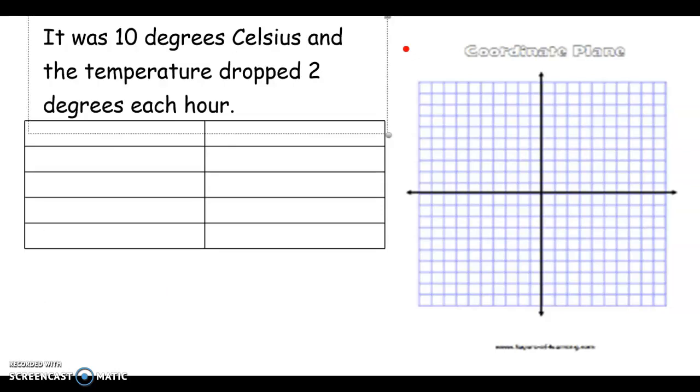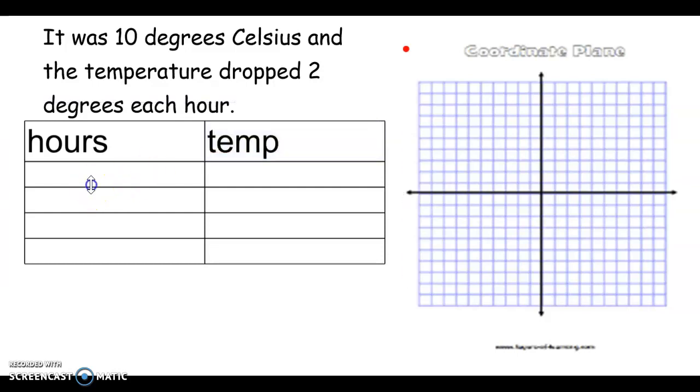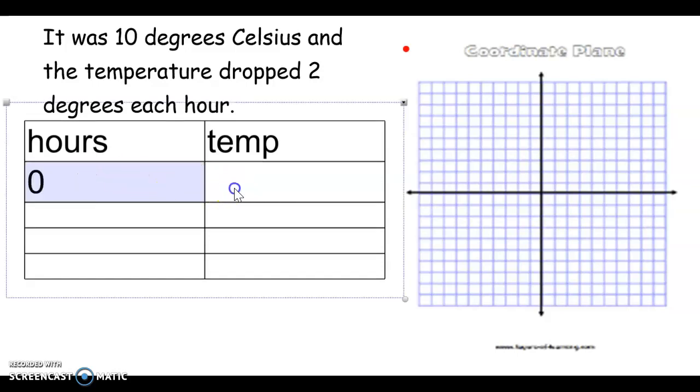All right, what about going down? Let's see what that one would look like. This one says it was 10 degrees Celsius and the temperature dropped 2 degrees each hour. So we have hours and we have our temperature. And we're going to start at our base time. We're going to say 0 hours have passed, and they told us that at that time it was 10 degrees Celsius. So that's our starting point. And it's going to drop 2 degrees each hour.